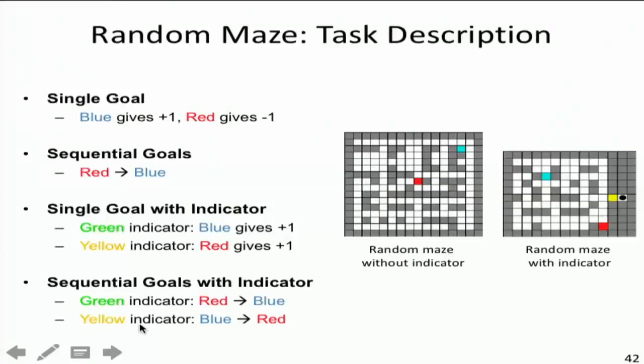And this is another task based on random maze. In this case, the maze layout is randomly generated, and we consider a different type of tasks. So basically just going to some specific goal, but we consider some variations such as sequential goals, which means that you have to first go to the red and then go to the blue. And also you have some goals with indicator. So depending on the color of the indicator, you need to go to a different colored goal. And we consider sequential goals depending on the different color of the indicator.